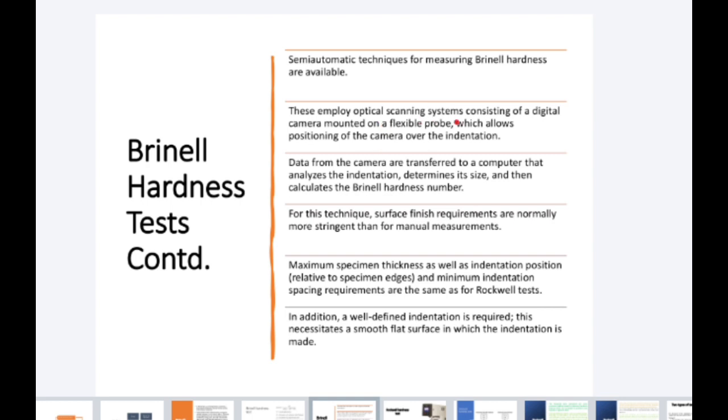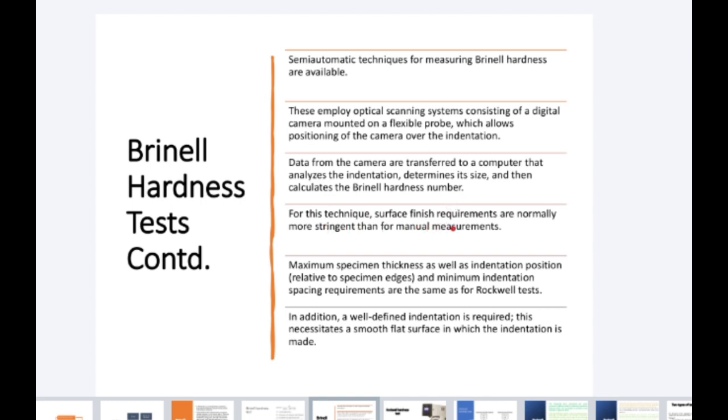So these employ an optical scanning system consisting of a digital camera mounted on a flexible probe, which allows positioning of the camera over the indentation. So this is just like how the machine will be. The semi-automatic machine, they put the camera on a flexible probe, and you have to fix it at the point where you make the indentation, right? So the data from the camera is transferred to a computer that analyzes the indentation, determines its size, and then calculates the Brinell hardness number. So whatever data from the camera you get, it will go to the computer, and in the computer, automatically it will calculate all these things.